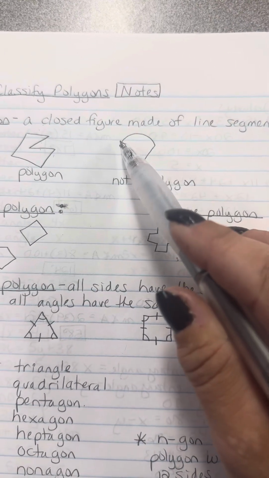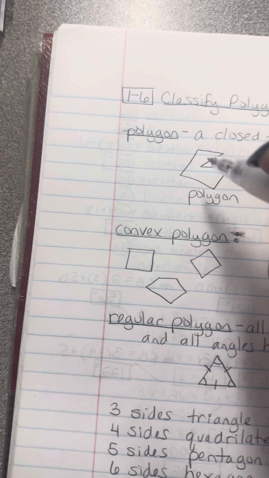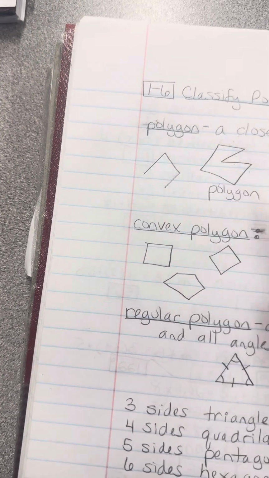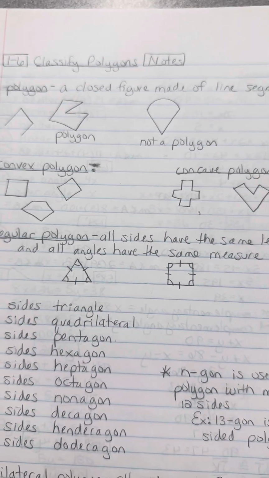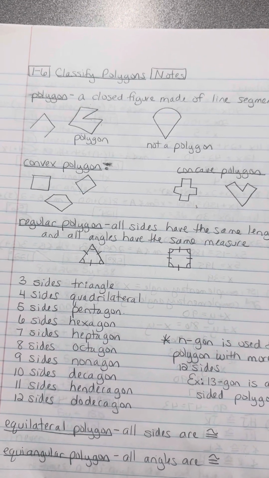This is not a polygon because of that curve. You also can add to this: if you have something like this, that would not be a polygon because it's considered open. There are two different kinds of polygons. There's convex and there's concave.